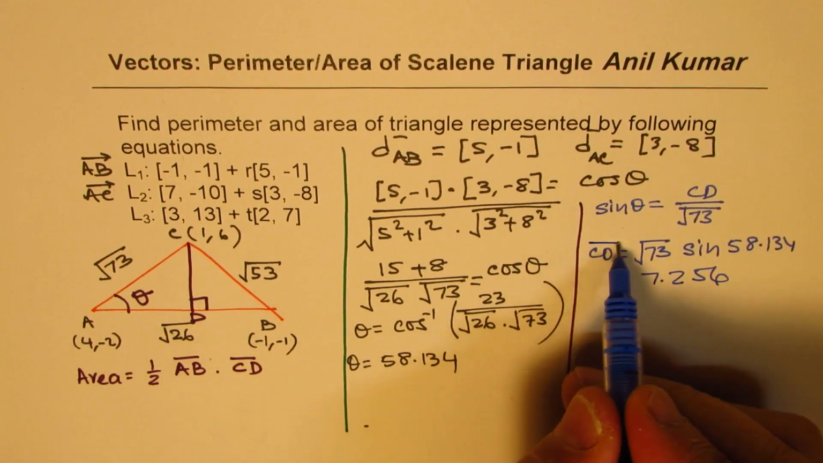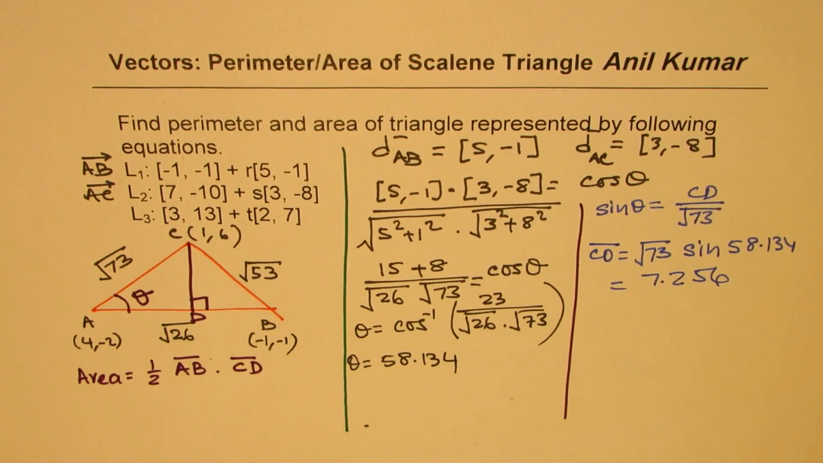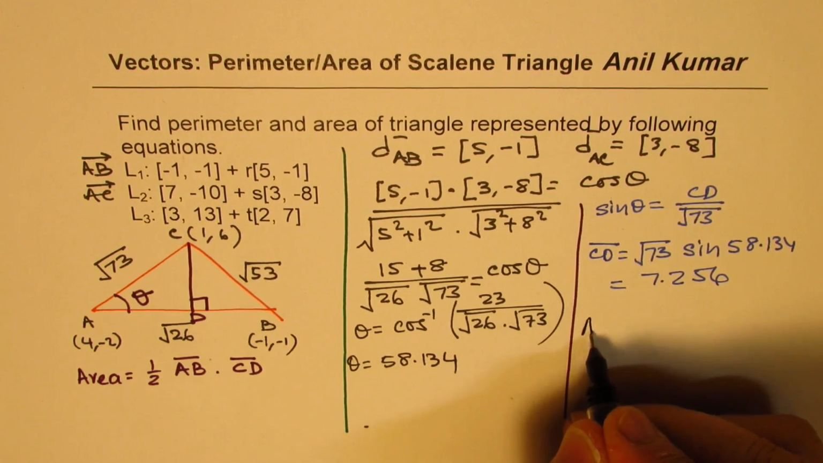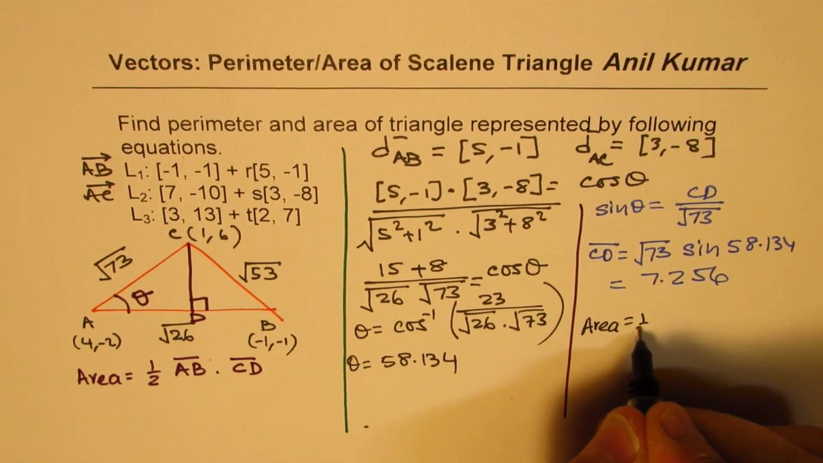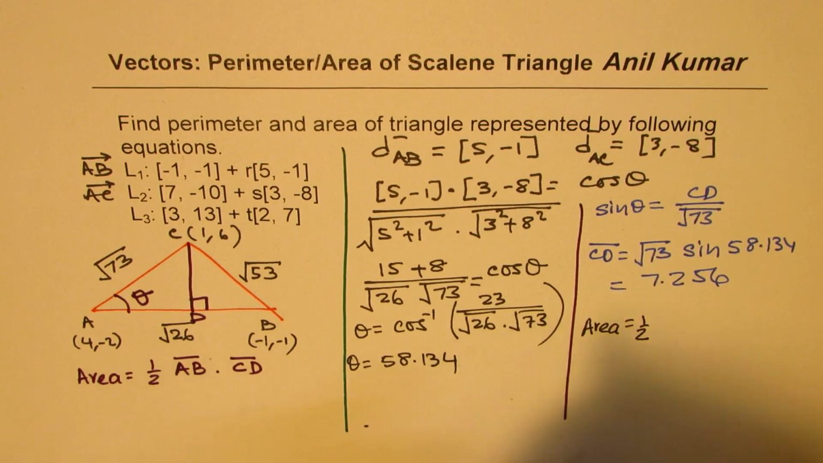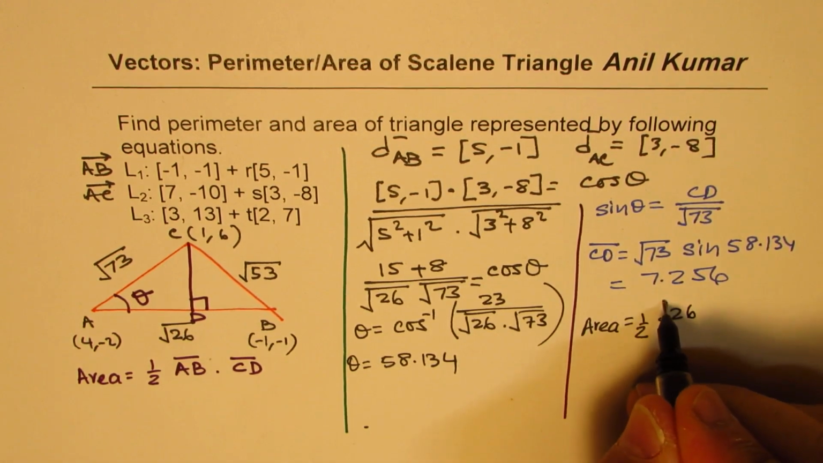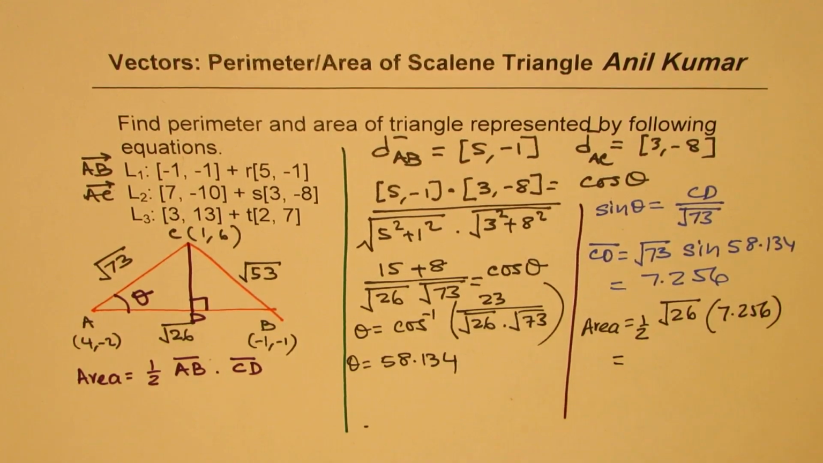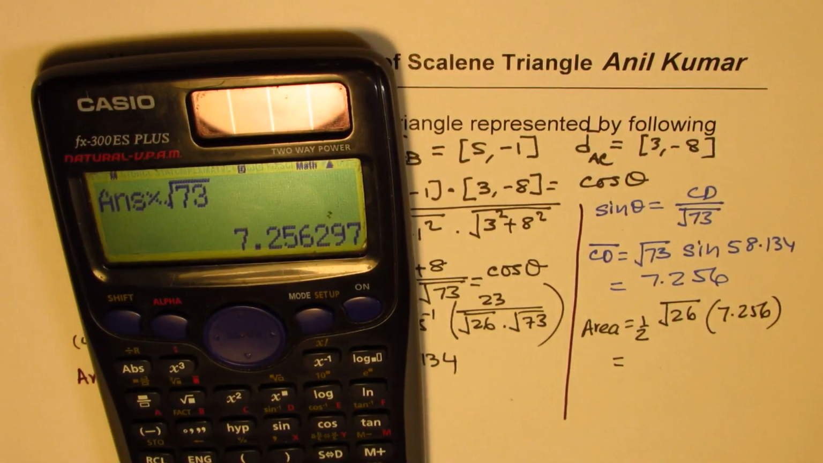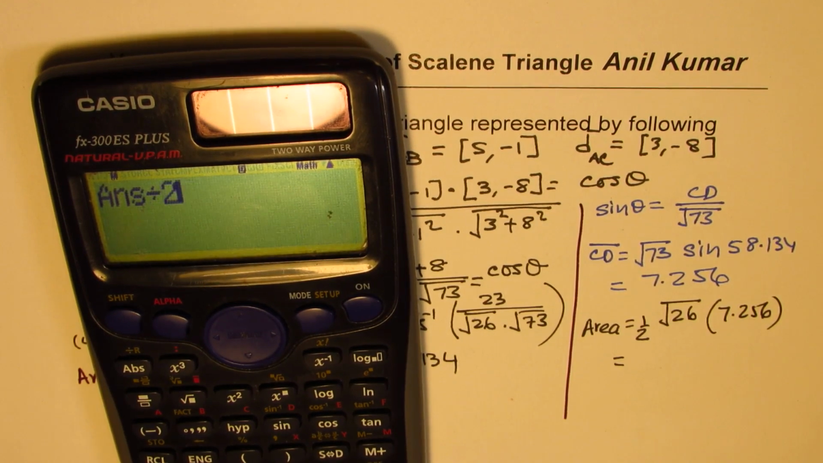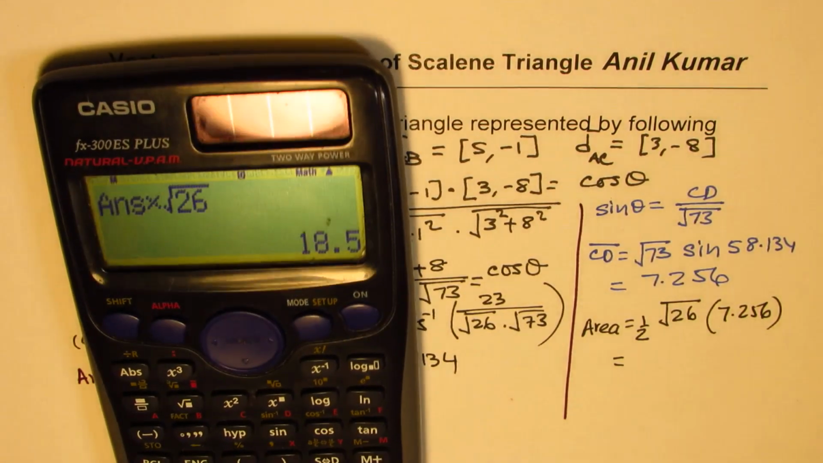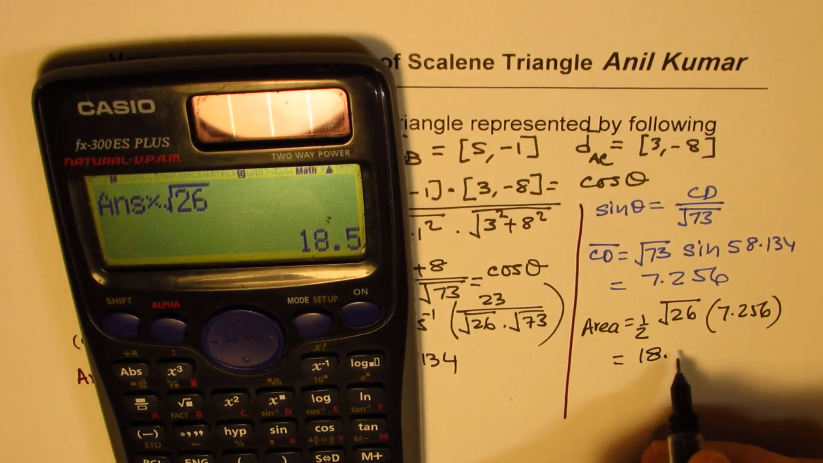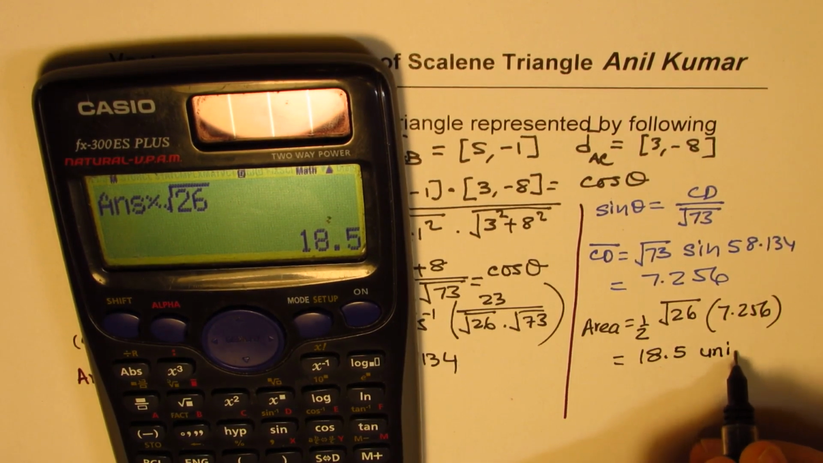Since we know CD now, we can find the area, correct? So the area is equal to half of AB, which is square root of 26, times CD, which is 7.256. So we already have 7.256. We'll divide it by 2 and then multiply by square root of 26 to get our answer, which in decimals is 18.5 units square.